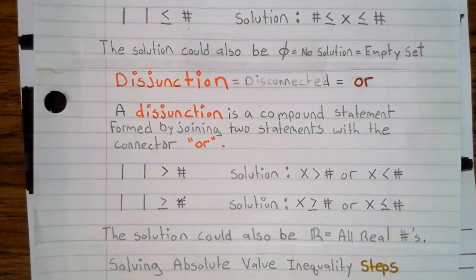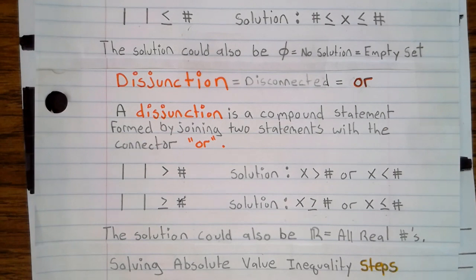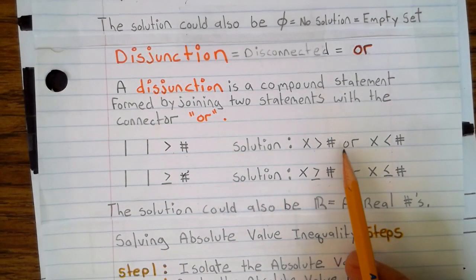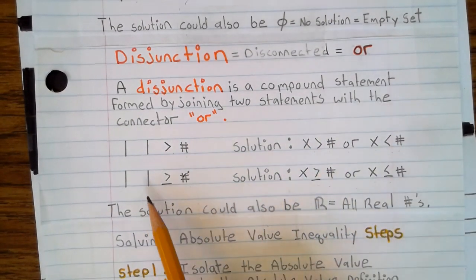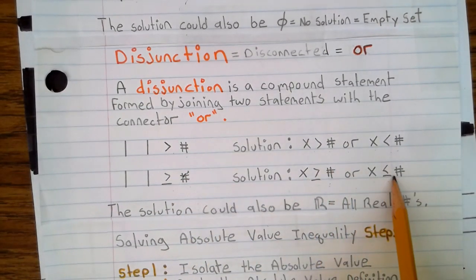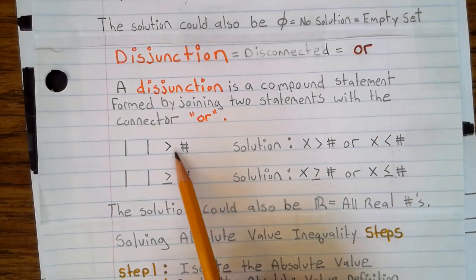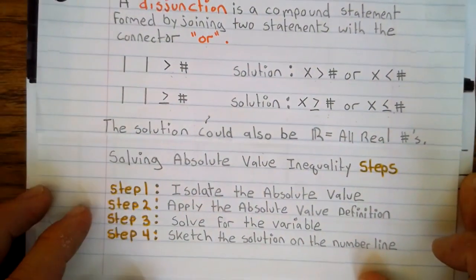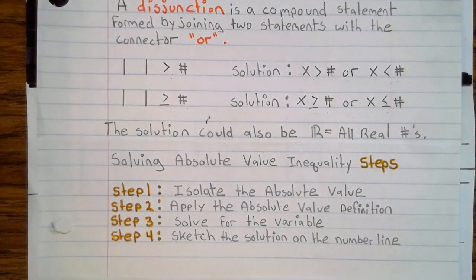Disjunction, disconnected by "or." A disjunction is a compound statement formed by joining two statements with a connector "or." So for absolute value greater than a number, x is greater than a number or x is less than a number. When you have the absolute value greater than or equal to a number, the solution is x is greater than or equal to a number or less than or equal to a number. The key is if you see greater than, you know it's an "or" statement. The solution could also be all real numbers.